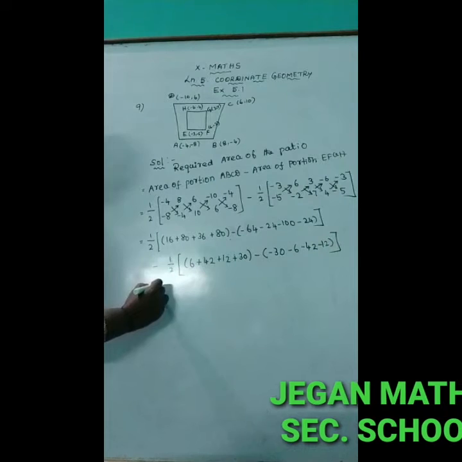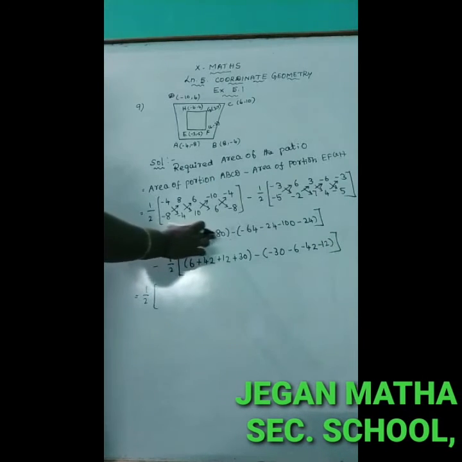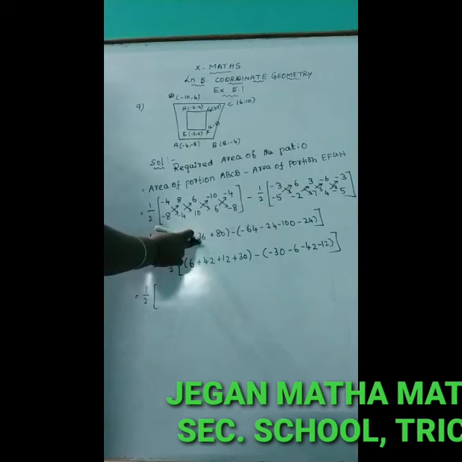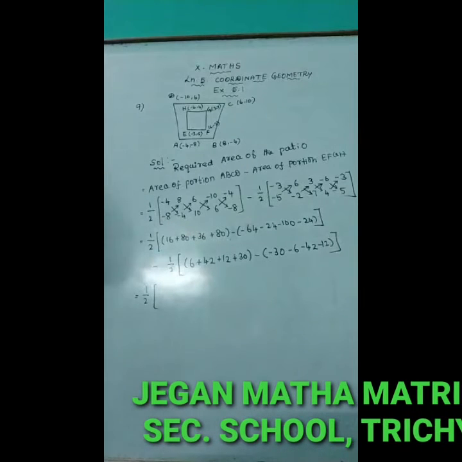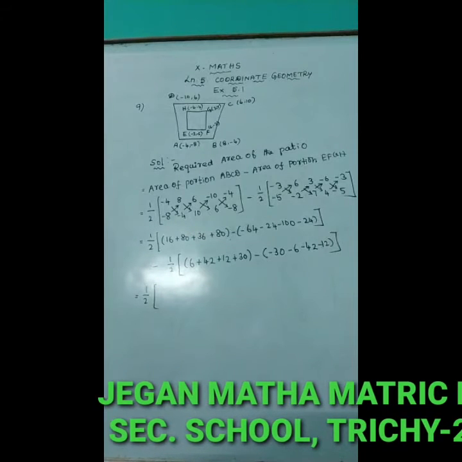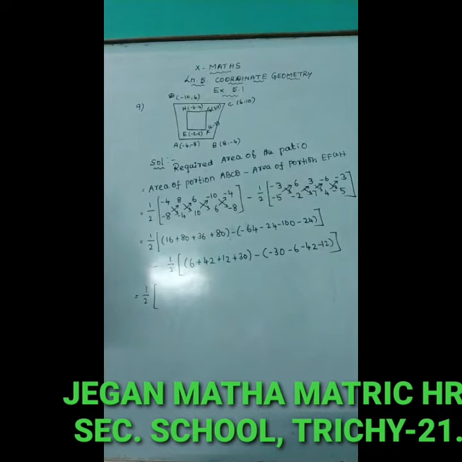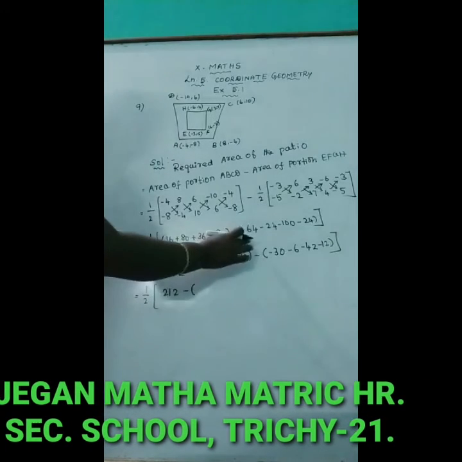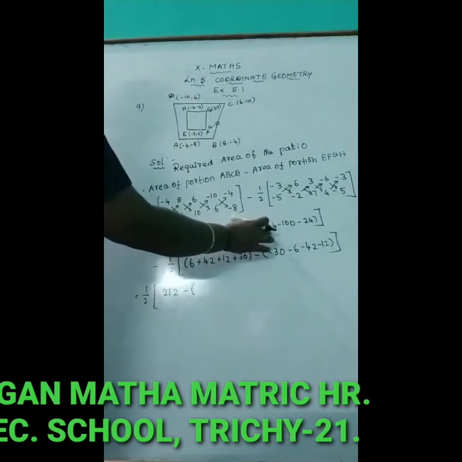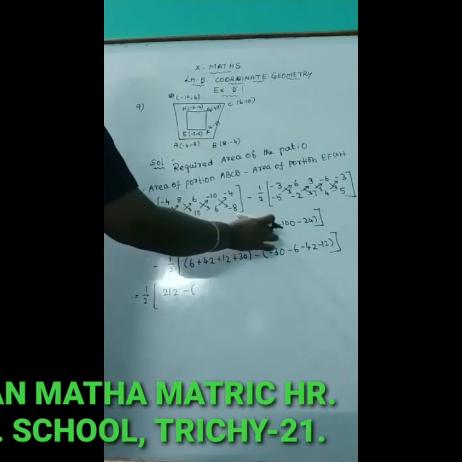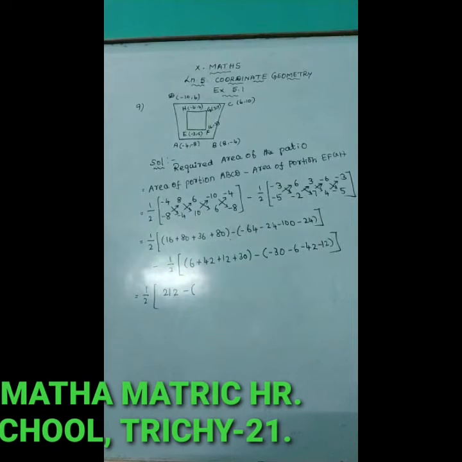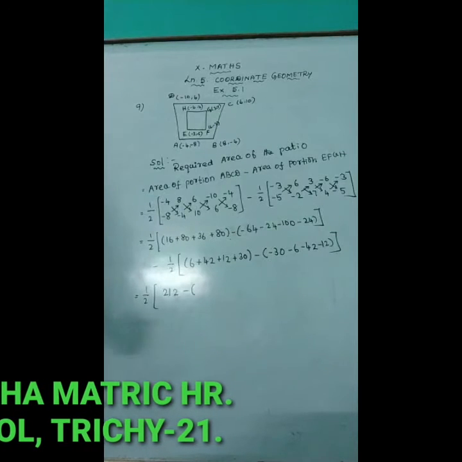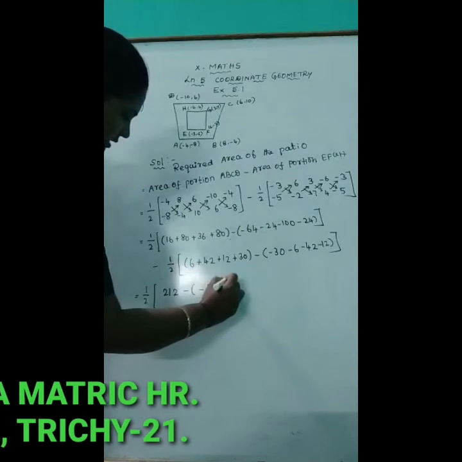So we solve this one: 1 by 2 into 80 plus 80, 160, 160 plus 36, 196. Then 196 plus 16 is equal to 212. So 212 minus of, here minus 100, 64 plus 24, 88, then 88 and 100, minus 188, then minus 188 minus 24 we have minus 212. So minus of minus 212. This is the first portion.